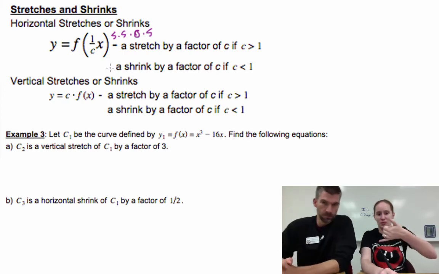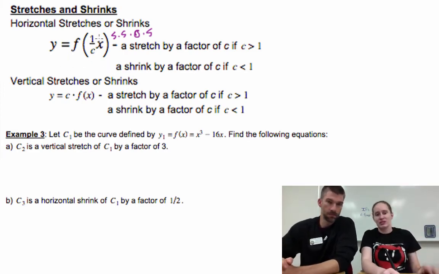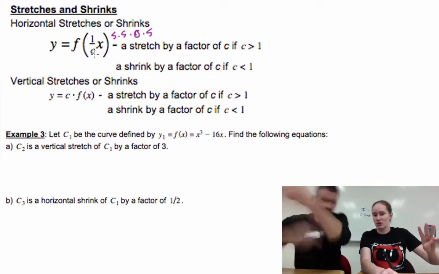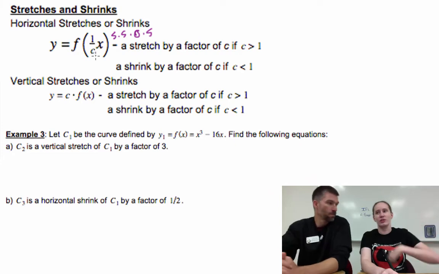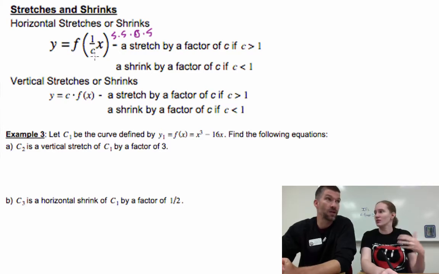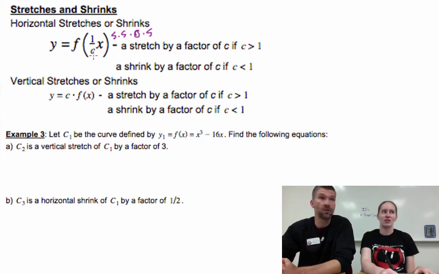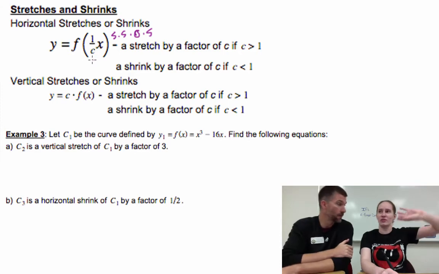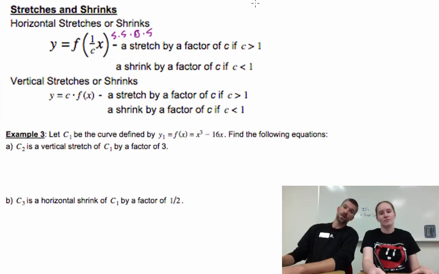We're talking about reciprocating. So whatever's inside of our function, the first thing you need to do is flip it. If you have 1 over 2, flip it and make it 2 over 1. If you have 3, you flip it and make it 1 over 3. What if you have 2/3? Then when you flip it, that's 3 halves. There you go. See, it's not hard.